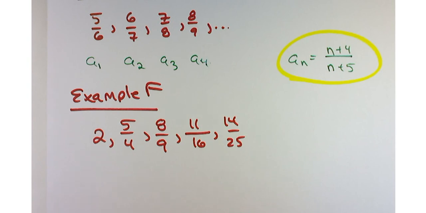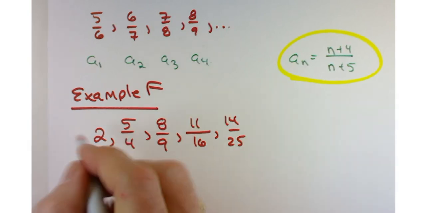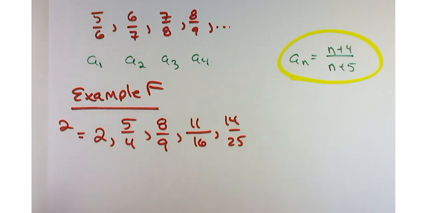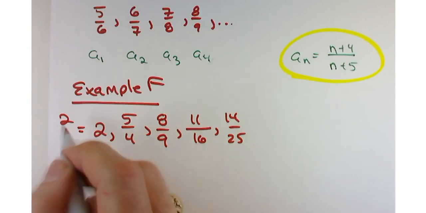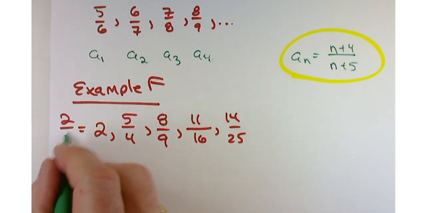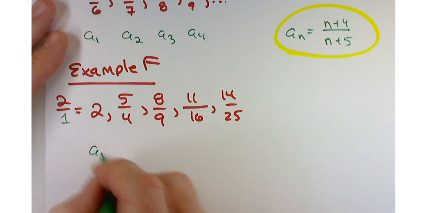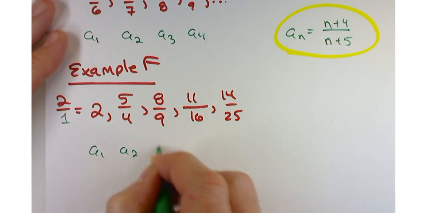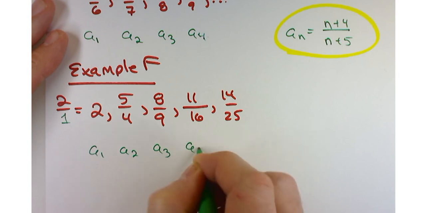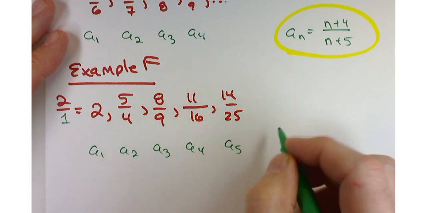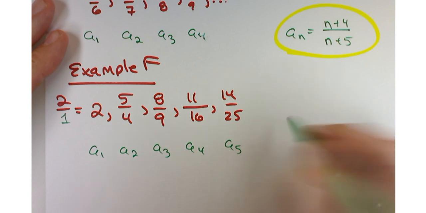To maybe help you out a little bit, let me note for you that you can also write that as 2/1. All right, so this is our a sub 1, this is our a sub 2, this is our a sub 3, a sub 4, a sub 5. Our goal is to find a sub n.